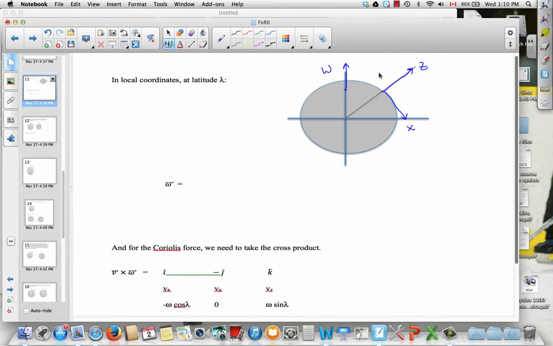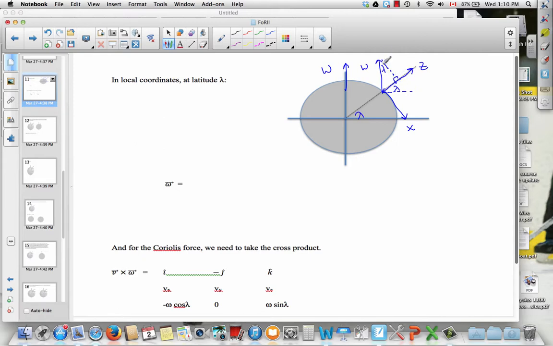Well, if we bring the vector over here like this, the omega vector will be pointed up in that direction. So we can see it's going to have a positive z and a negative x component. If the latitude is lambda, then that angle there corresponds to the complement of lambda. So this angle here will be lambda.